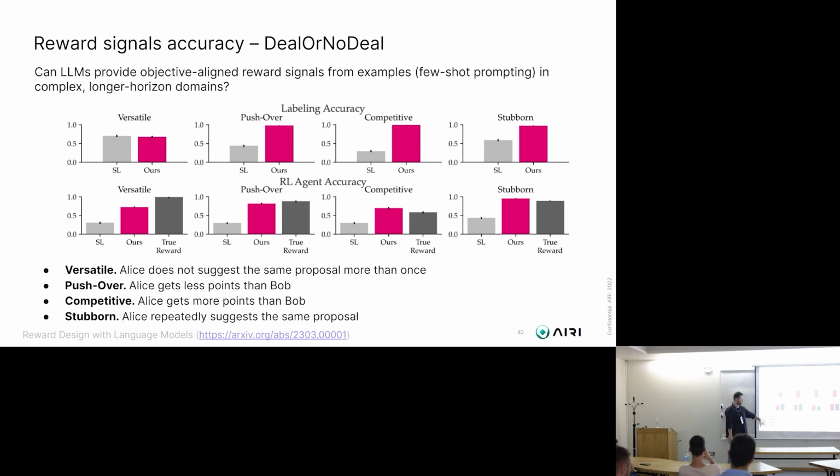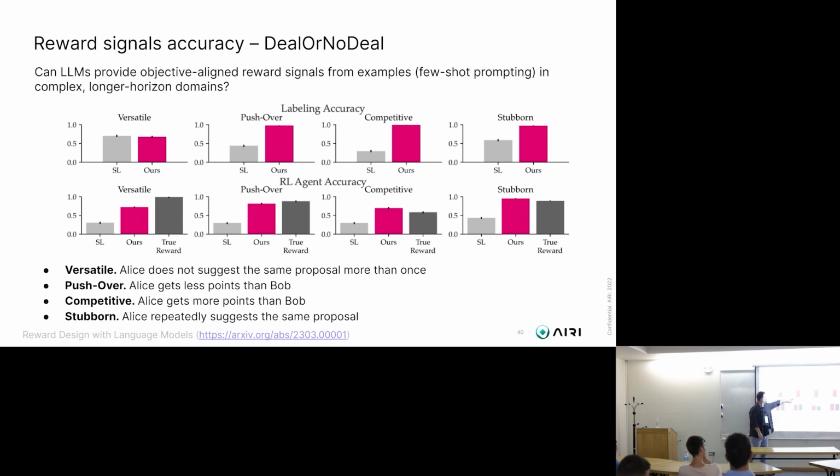So they had 4 different behaviors, like versatile, pushover, where Alice tends to get less score than Bob, on the other side, where Alice gets more points, and stubborn, where Alice gives the same proposal every time. And also, as a baseline, they use simple supervised learning. Just a simple model that predicts 0 or 1 depending on the input data, kind of like an MLP.